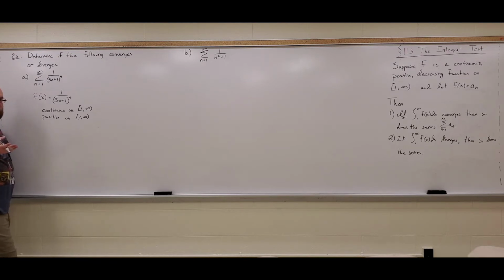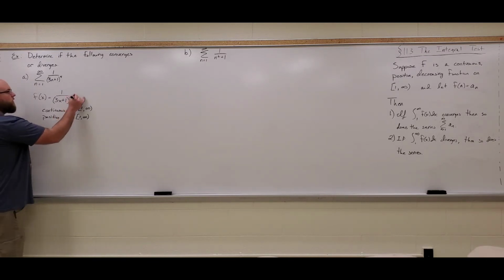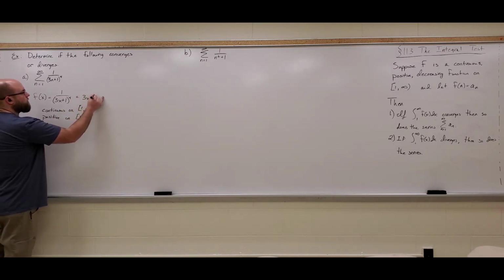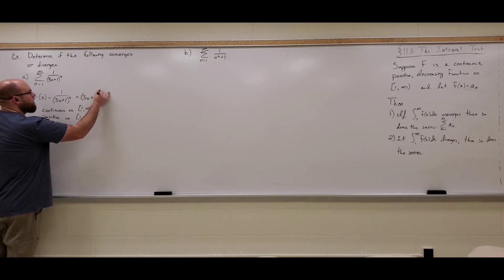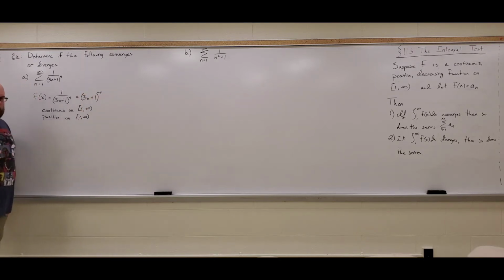Okay, I could look at a table of values, but that's not definitive enough. What we can do is look at its derivative. Okay, so another way that we can write this is 3x plus 1 to the -4th power. The reason I'm doing that is so we can have a nice chain rule pop up here in just a second. All right, so let's look at its derivative.